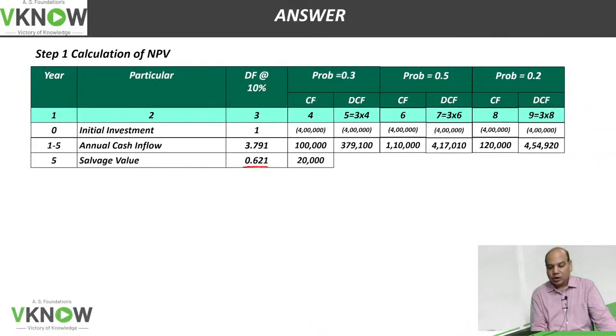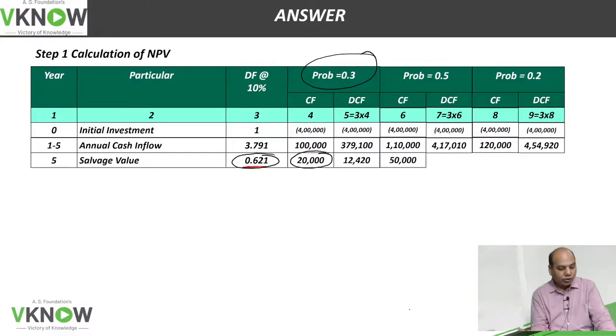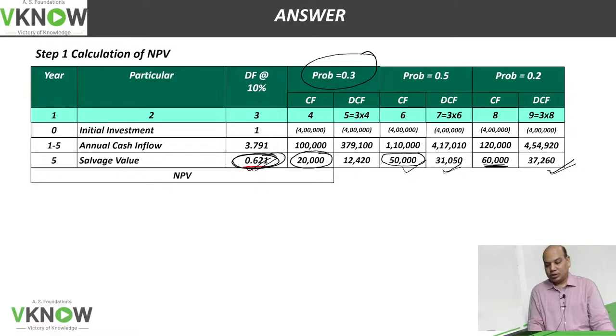Probability 0.3, cash flow 20,000. In this scenario, salvage value is 20,000. Multiply please and give me the answer, 12,420. In scenario 2, when probability is 0.5, cash flow will be 50,000 salvage value, and multiply with this factor, 31,050. Third scenario, you will get salvage value 60,000. Multiply by the discounting factor, 37,260.